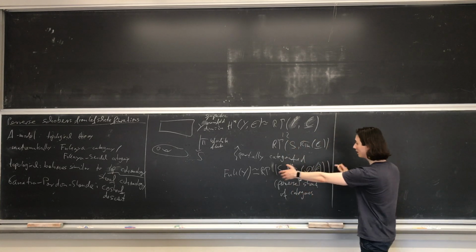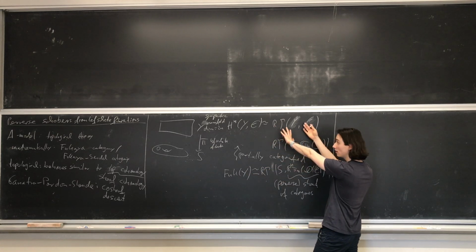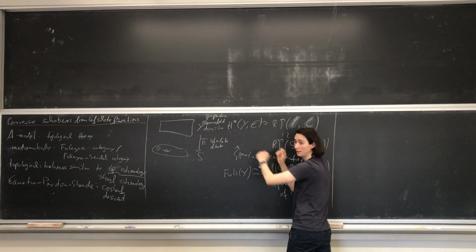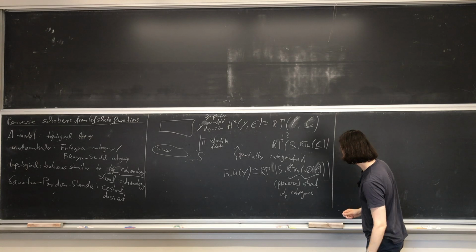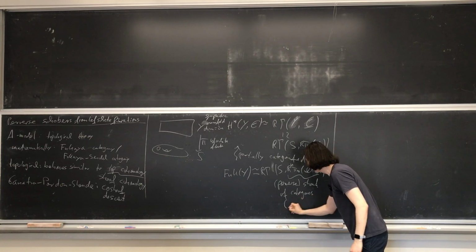And then you compute the global sections of this sheaf of categories, and you get the categorification of the sheaf cohomology, which is the Fukaya category. And such a sheaf of categories is called a schober. So this is a schober.